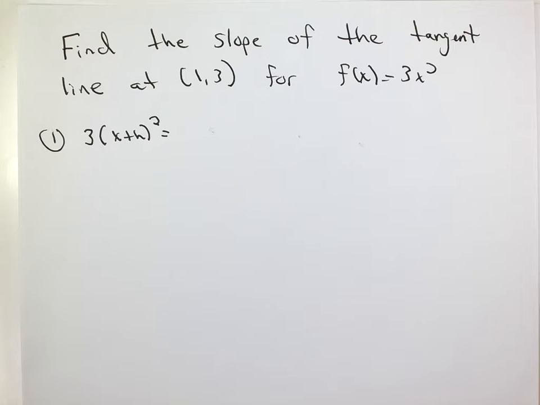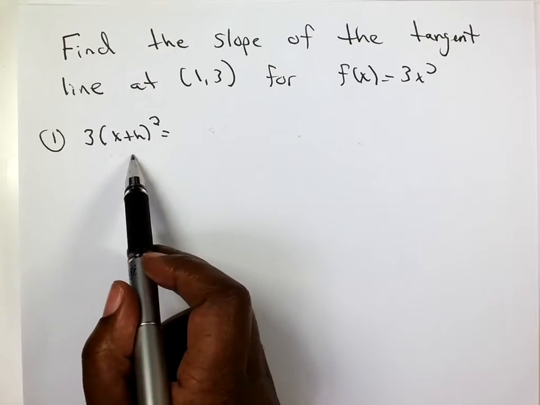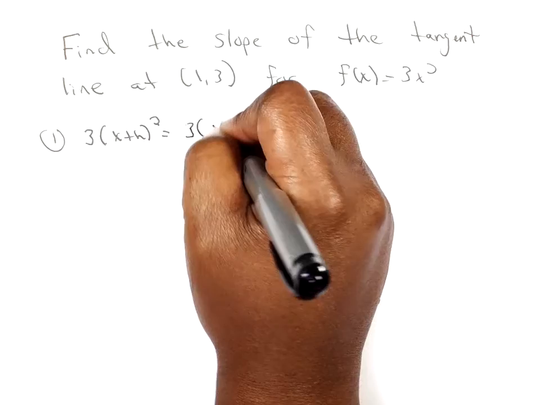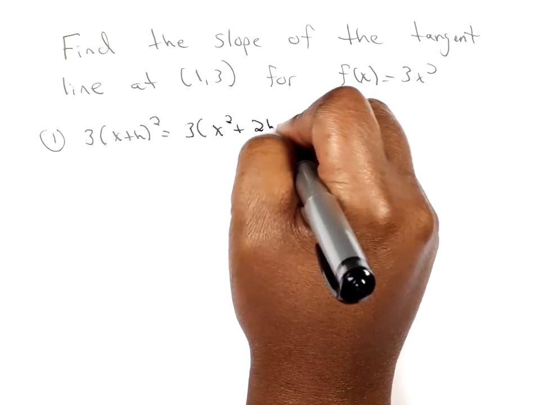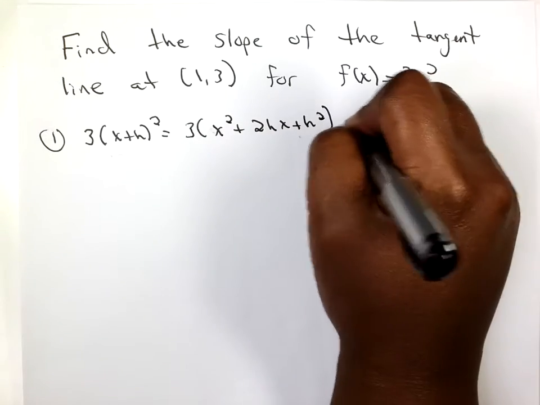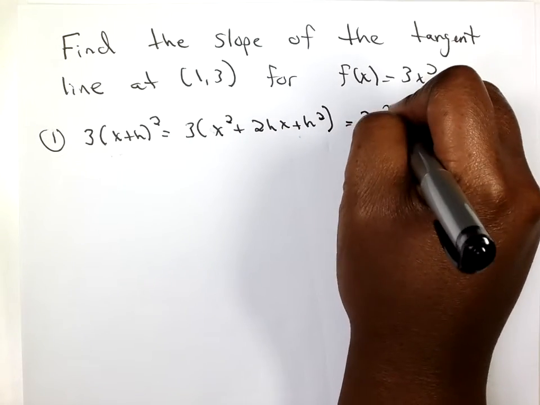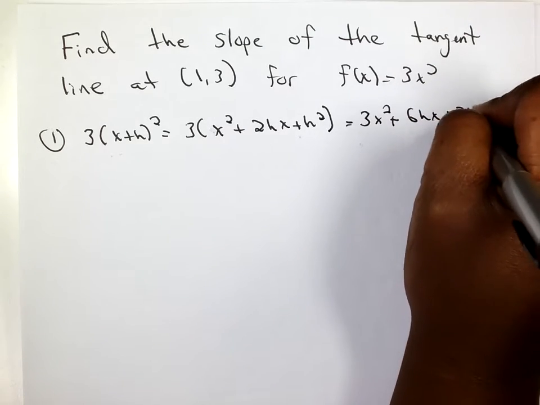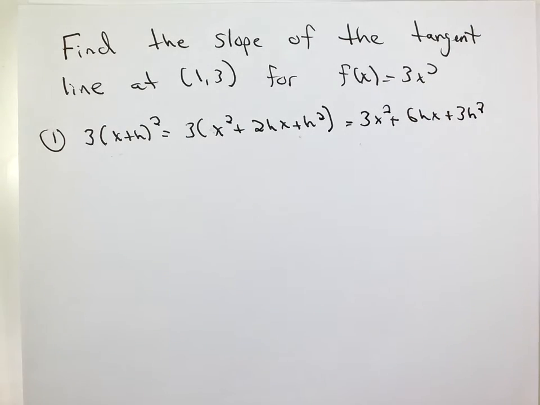The first one is f(x + h). So where there was an x, we're plugging in x plus h. So I need to square that. So x squared plus 2hx plus h squared. And then I need to distribute that 3. So I get 3x squared plus 6hx plus 3h squared.